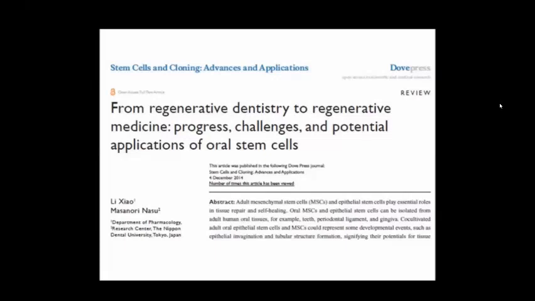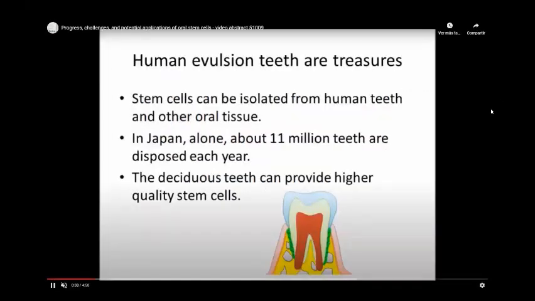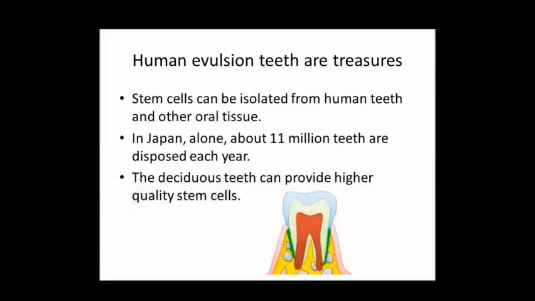From regenerative dentistry to regenerative medicine: progress, challenges, and potential applications of oral stem cells. Oral stem cells include oral epithelial stem cells and oral mesenchymal stem cells. These cells can be isolated from oral tissue, including teeth and their surrounding or supporting tissue.